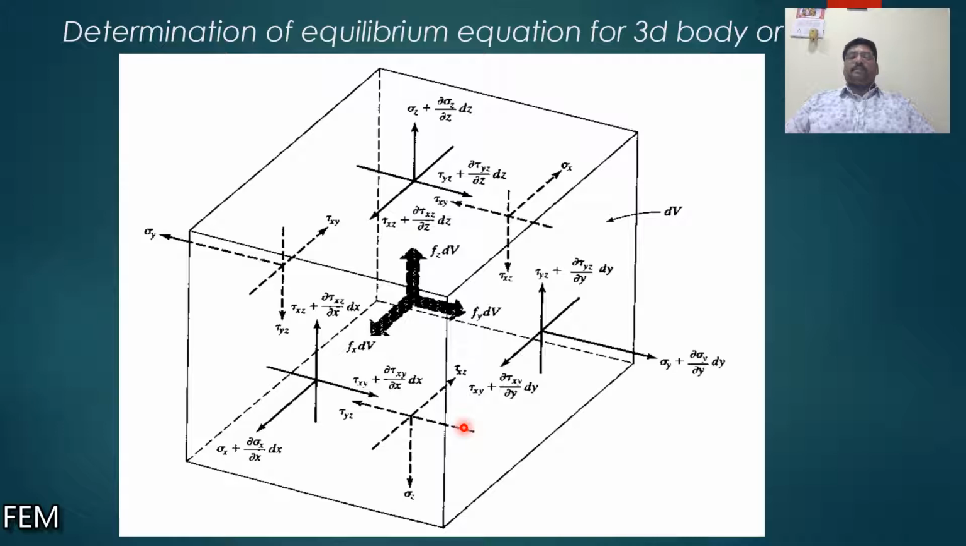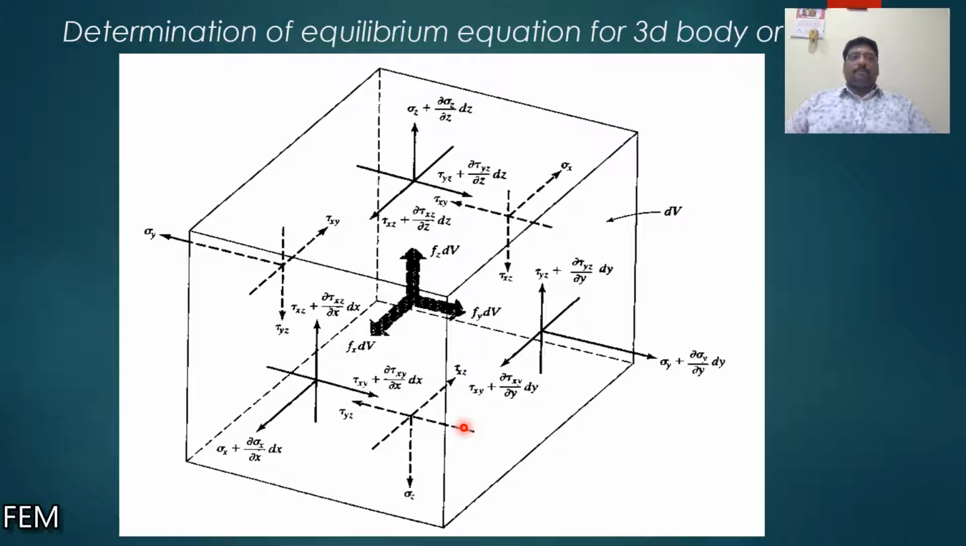Next, coming to a three-dimensional body, for a three-dimensional body we have a total of 6 stresses, in which 3 are axial stresses and 3 are shear stresses. So now we are going to derive the equilibrium equations for a three-dimensional body. A body is said to be in equilibrium when the sum of forces acting on the body is equal to 0.